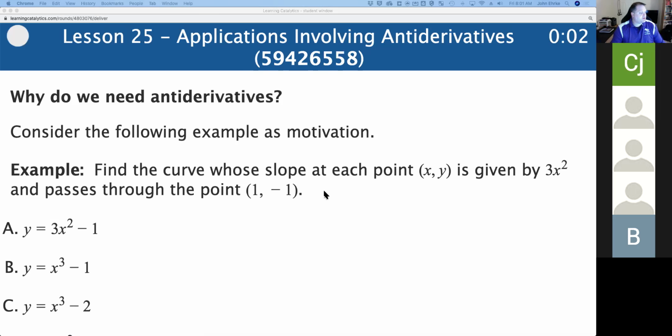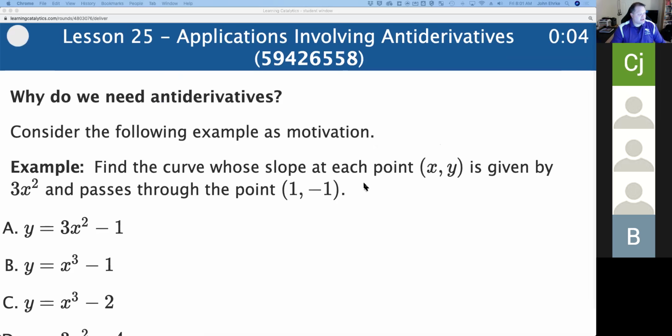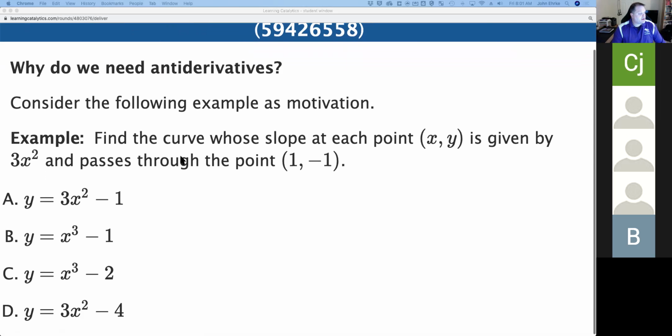This first example is designed to kind of answer the question, why do we need antiderivatives and what do antiderivatives help us with? So imagine that we want to find a curve whose slope at each point is given by the function 3x squared, meaning we know what the derivative is because the derivative tells us the slope at every point. So we know what the derivative of our function is, and we want to find the specific function that passes through the point (1, -1).